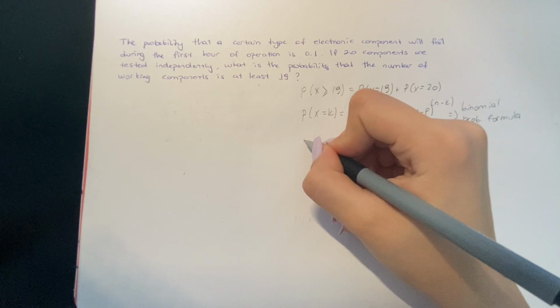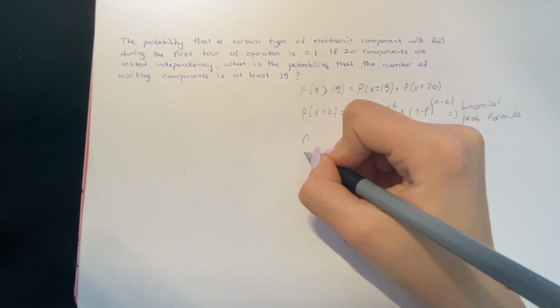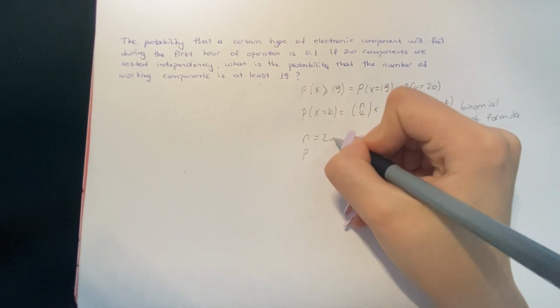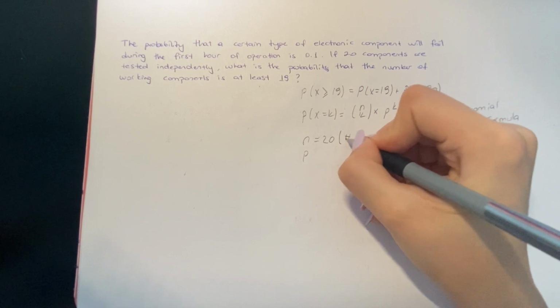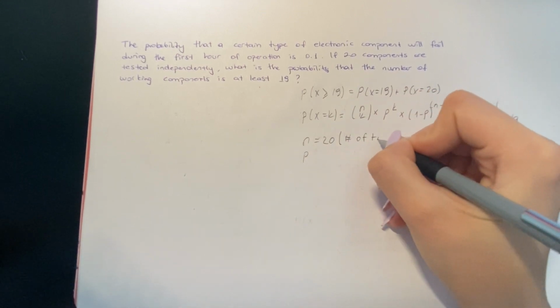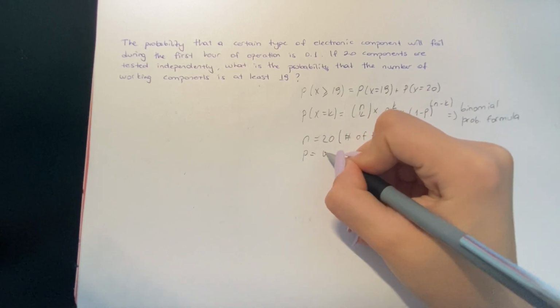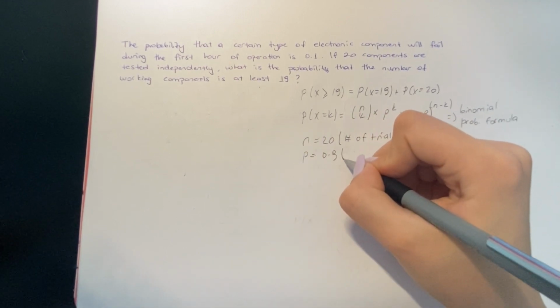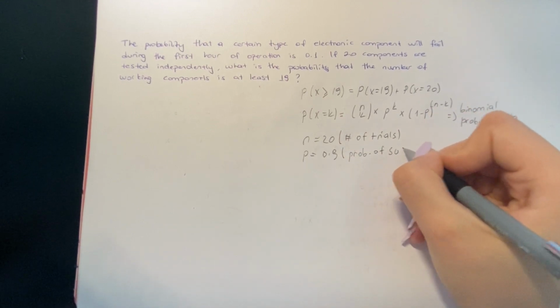And for our calculation, we need n and p. N equals 20. This is the number of trials. P is equal to 0.9, and this is the probability of success.